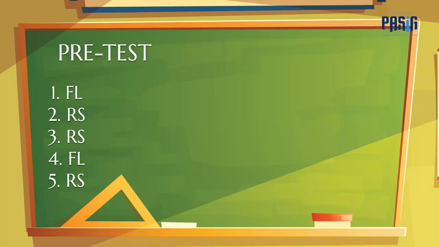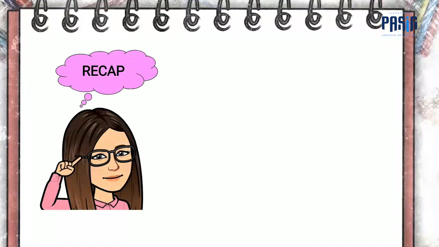Number 4. If your answer in number 4 is FL, you are correct because the line freedom is like a dog is an example of figurative language, which is simile. And number 5, if your answer is FL, you are correct. The poem is an example of figurative language, which is personification. Did you get all the right answers? Great! Now let's proceed with our recap.